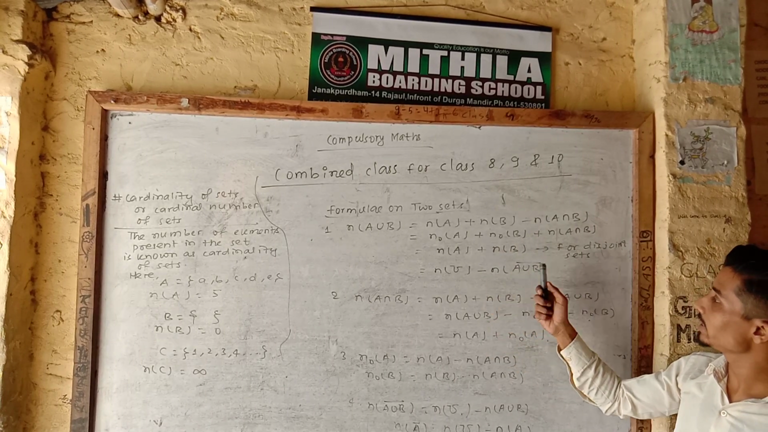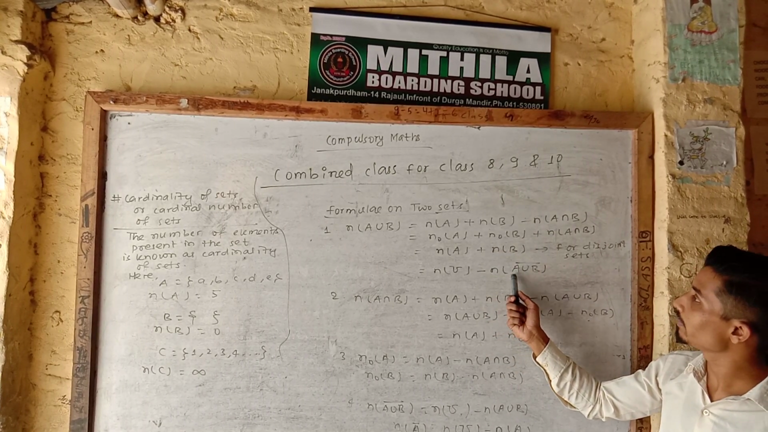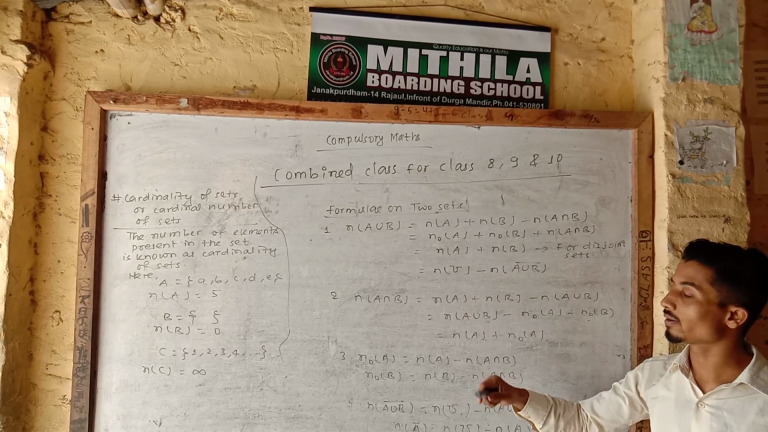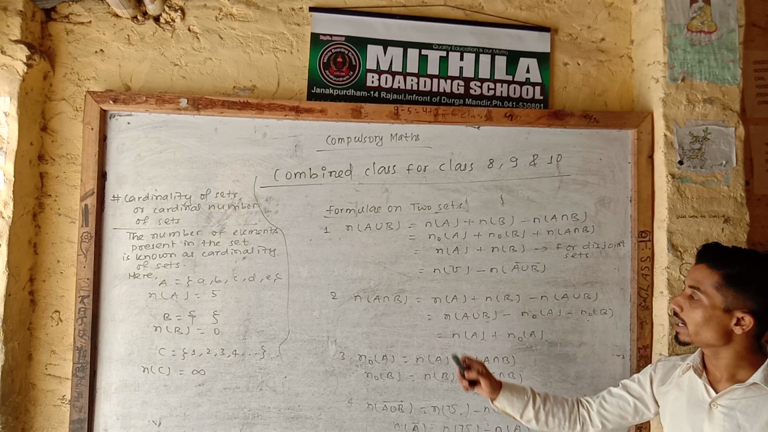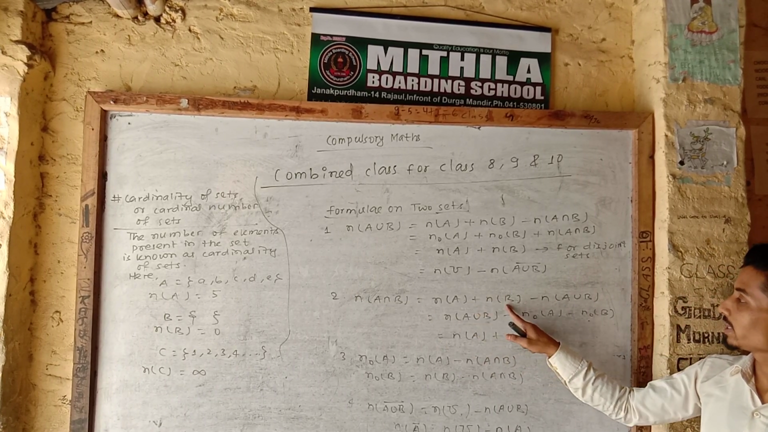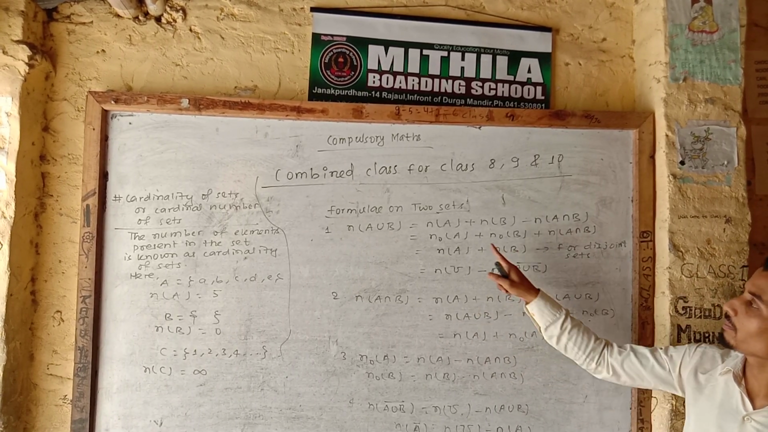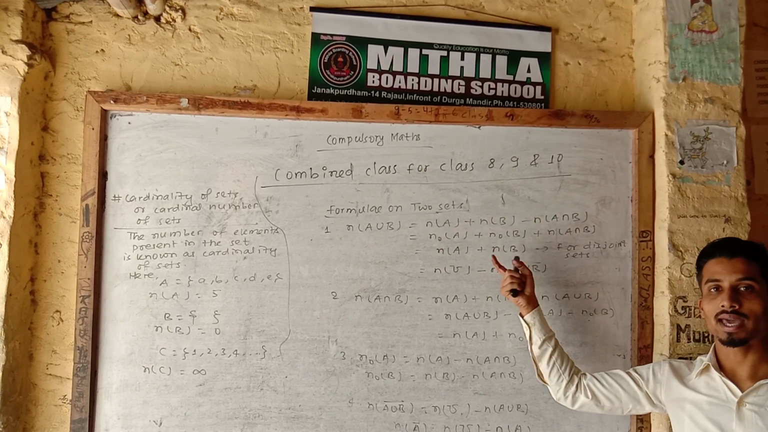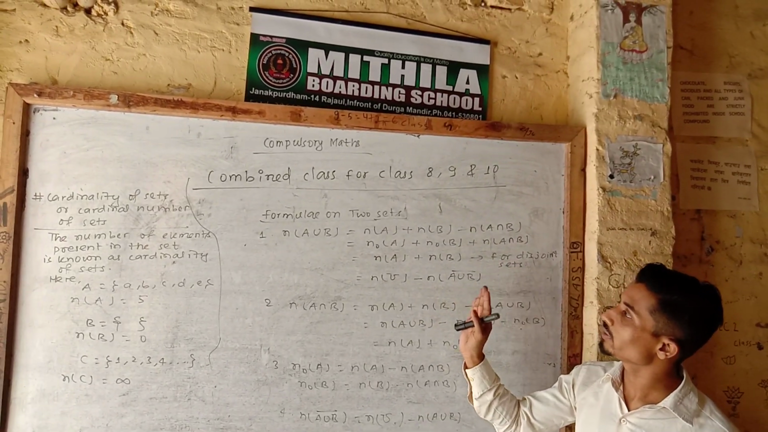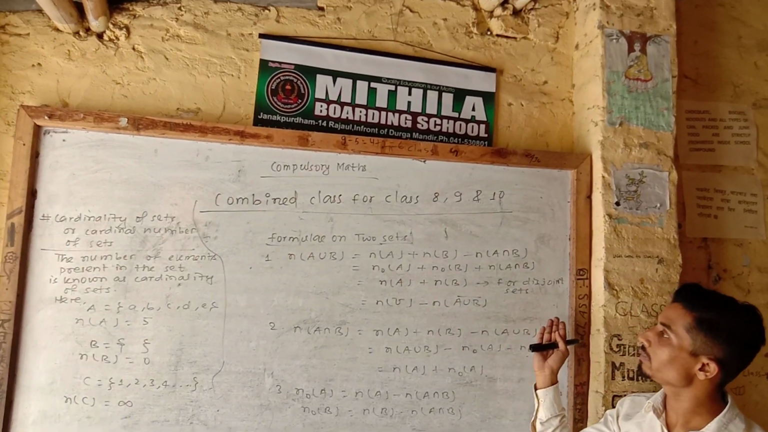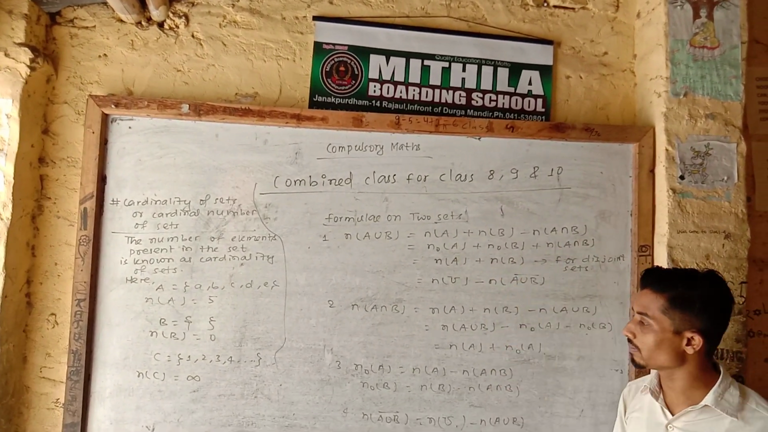If the complement is given, then we will subtract the complement of A union B from the universal set to get A union B. Now N(A intersection B) equals N(A) plus N(B) minus N(A union B). If you have remembered the formula of union, you can also use it for intersection by just replacing A union B in place of A intersection B and A intersection B in place of A union B.